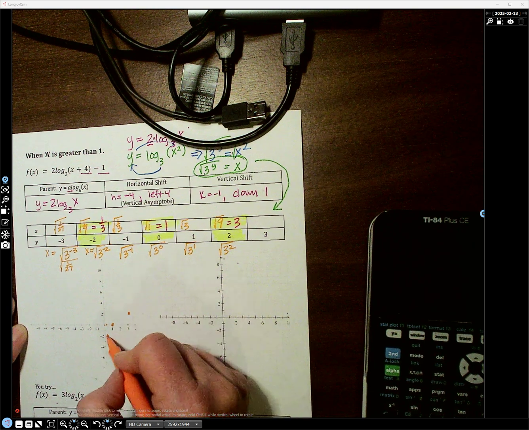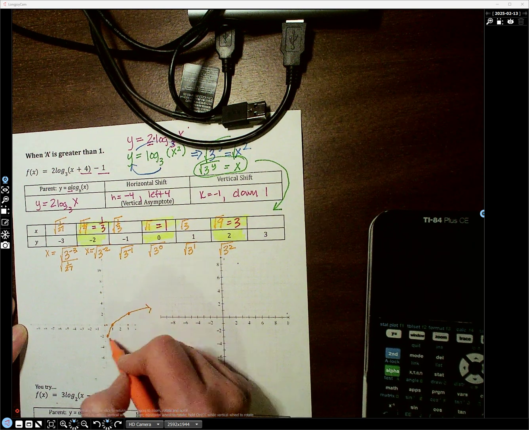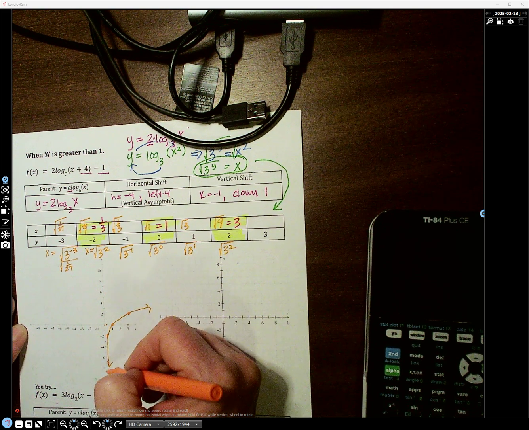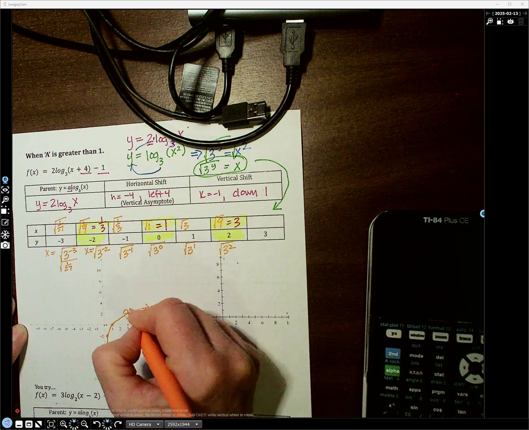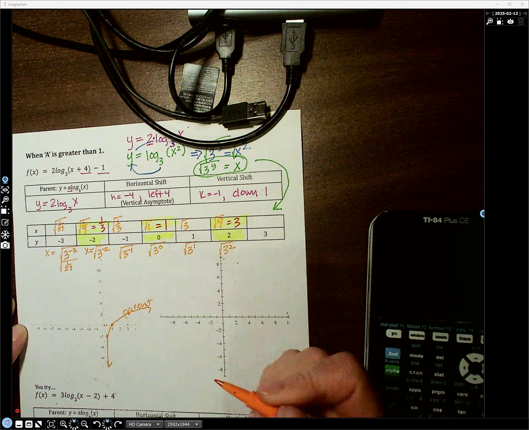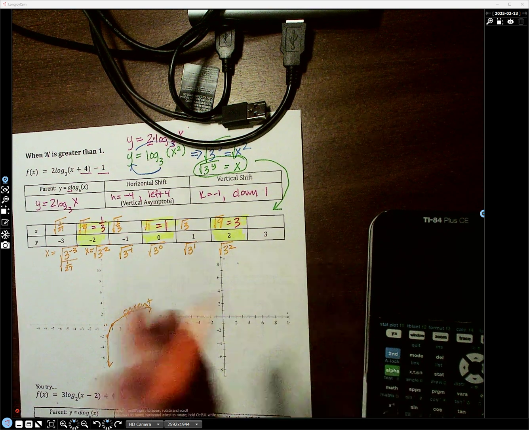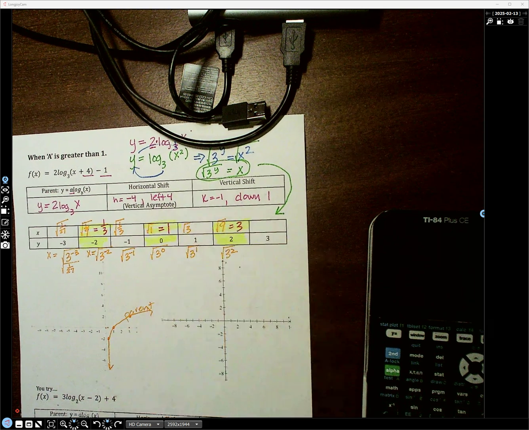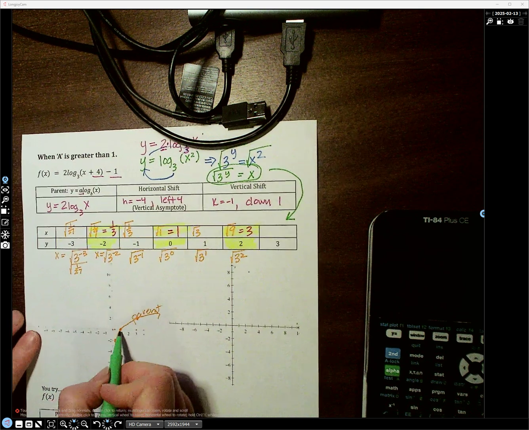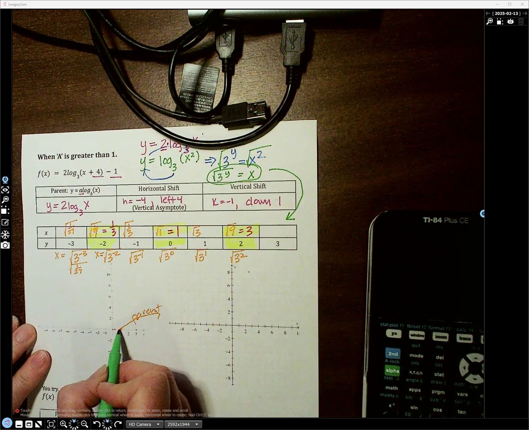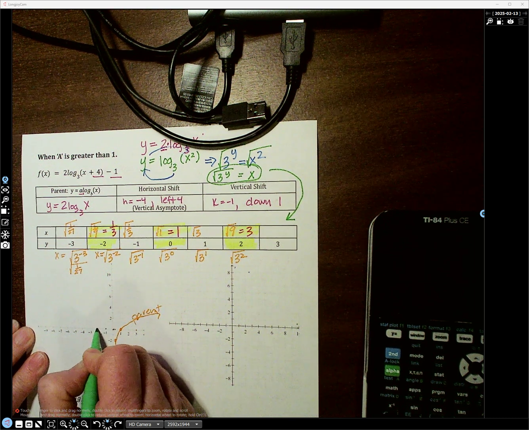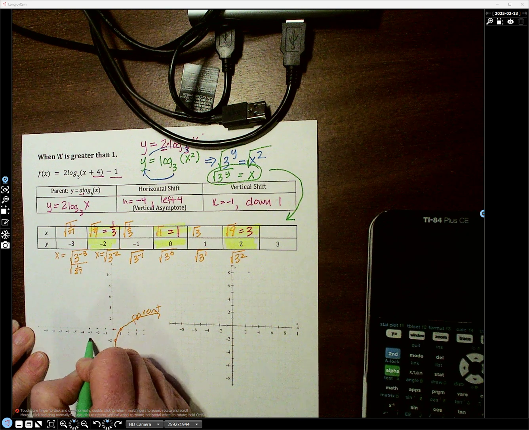So this is the parent, right? And the parent asymptote is x equals 0. And I'm not going to draw it, but I'm going to write parent here. And now I'm ready to shift my graph according to H and K. Left 4, down 1. So let's do that. So I'm going to take this graph and I'm going to shift it left 4. So start with this key point, 1, 0. 1, 2, 3, 4, down 1. Right there.